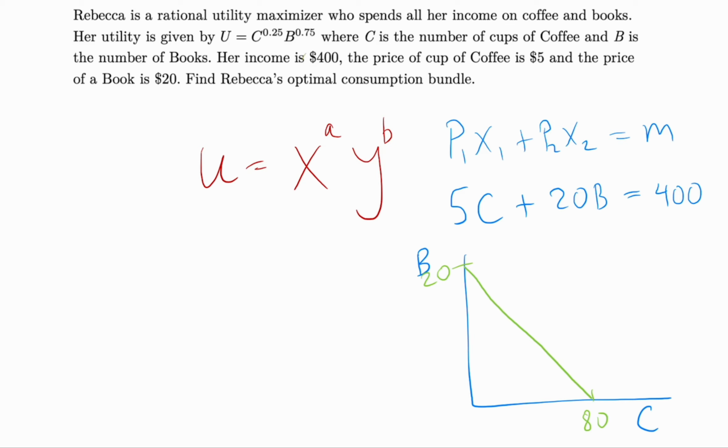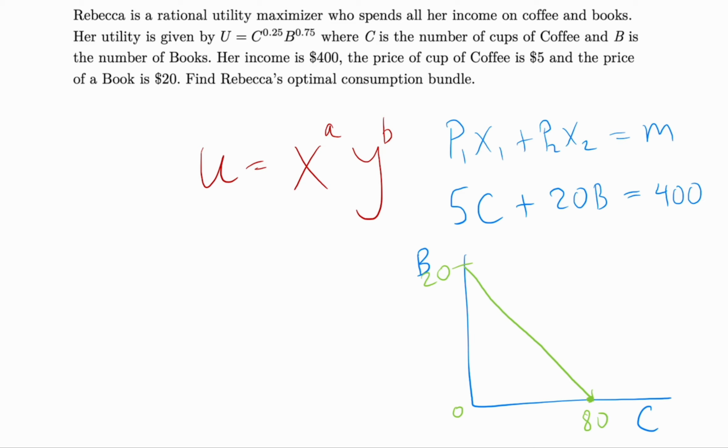If I just said, hey, if you have 400 bucks and you spent them all on coffee and it's $5 each cup of coffee, then you know that you could buy 80 cups of coffee. And so if you were to do that, you have $0 left for books. So 80 comma 0 is a consumption possibility for you. If you buy 80 cups of coffee, you'll have 0 books left to buy.